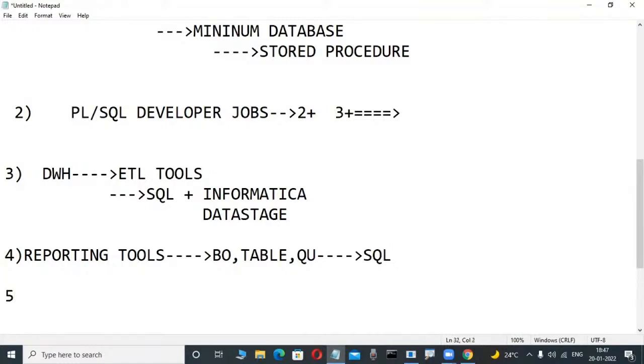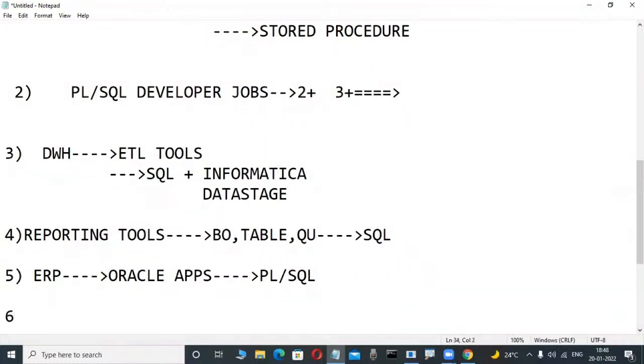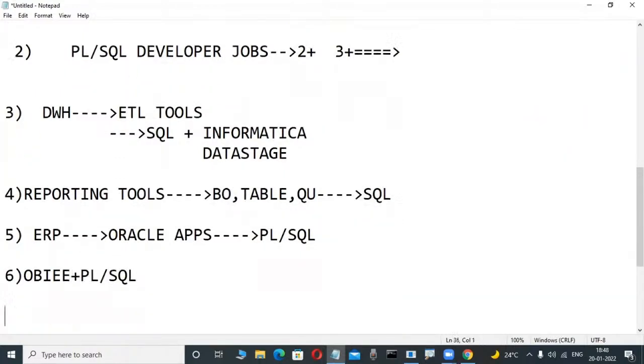Again, some programmers are interested in the ERP side. Oracle Apps is an ERP, same like SAP. Oracle Applications 11i is there. These persons need very good knowledge of PL/SQL, so they also learn these courses. Again, there are OBI programmers. OBI is a product, and with it PL/SQL jobs are there. Those persons also learn like that.